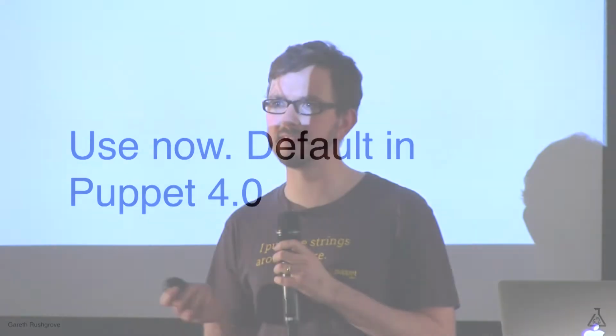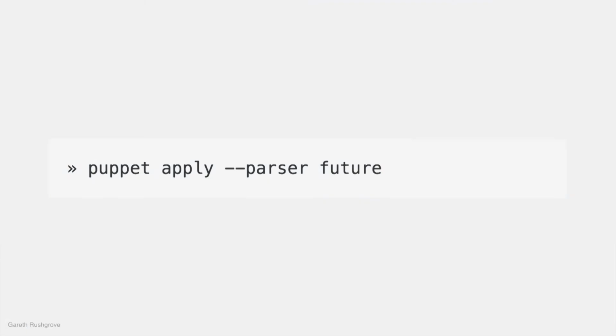You can use these features now if you're running relatively recent versions of Puppet. It will be the default in the coming Puppet 4.0. There's lots of stuff to like in there. So you can just pass parser future, and you've got that now. It's worth testing your modules, if nothing else. See how your code works. And if you're coming to Puppet fresh, I would probably start there because there's a lot of interesting power.